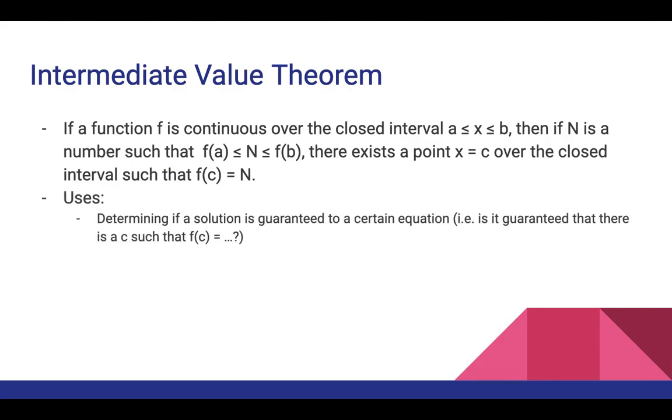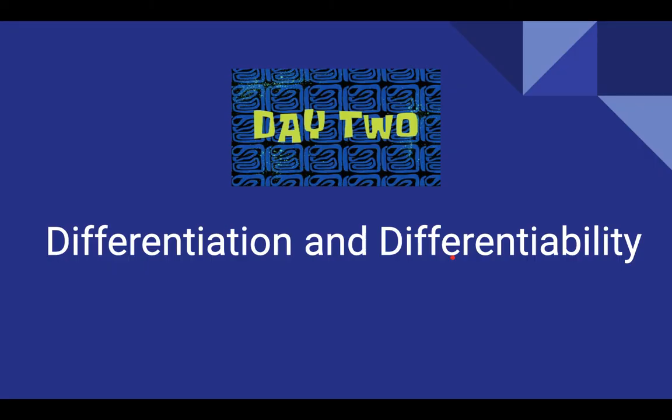That's not as catchy. So again, the uses are determining if a solution is guaranteed to a certain equation over an interval, i.e. is it guaranteed over a certain interval that there is a c such that f of c equals blah blah blah, or the number of times at minimum that f of x is equal to a specific value over said interval. And this concludes day 1 of the AP Calculus review.